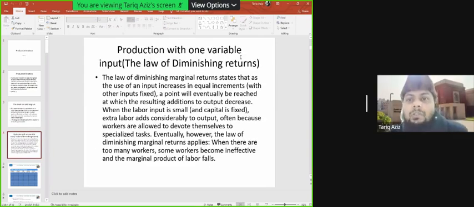Production with one variable input, the law of diminishing returns. In the short run, the behavior of output that has been observed by various empirical studies and economists is known as the law of diminishing returns. As per this law, if there are two inputs and we keep one input fixed and we start increasing another input.